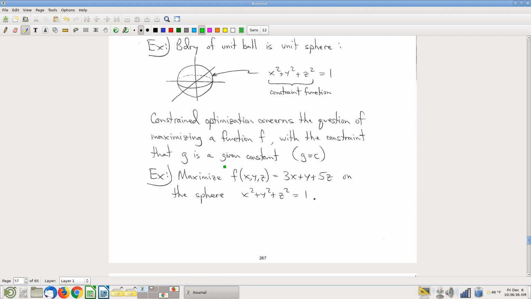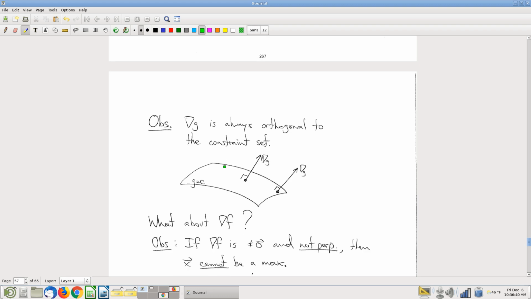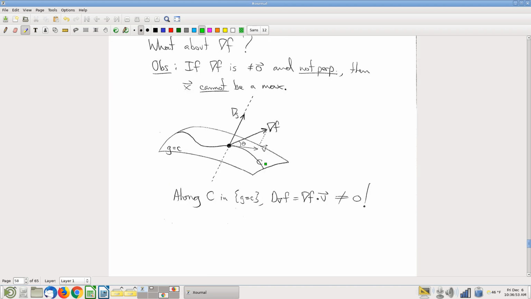Right. So a little bit of terminology about this and that. Be careful with the terminology. We made the observation that the constraint gradient is always orthogonal to the constraint set. Right, that's a neat geometric observation. We next observed that, thinking about, again, the same constraint set, the objective gradient also tells us a tremendous amount of information.